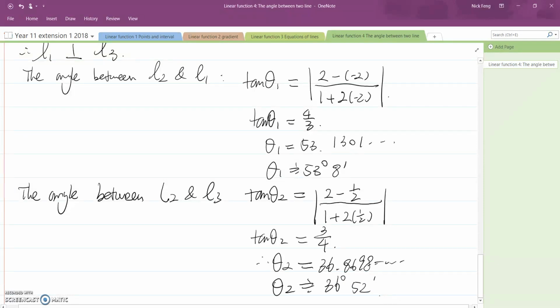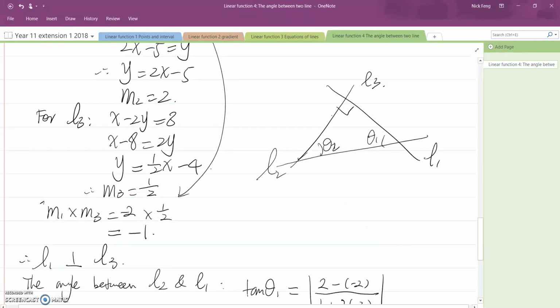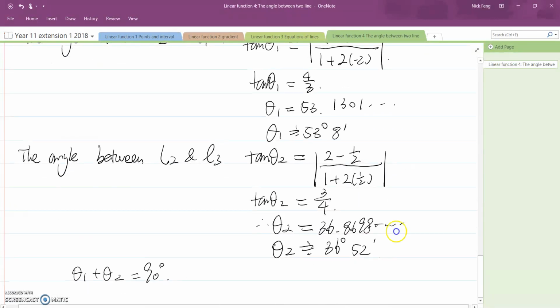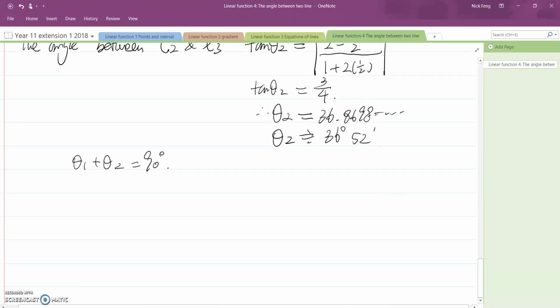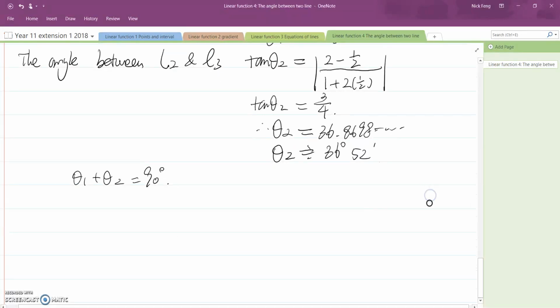Okay, now as expected, theta 1 plus theta 2 equals 90 degrees, because this one is 90 in here and they add up to 180. Okay, so that's how we use the formula to find out the angle between any two lines.